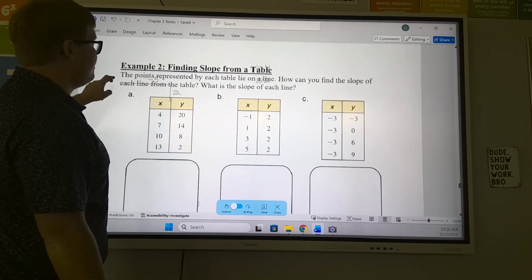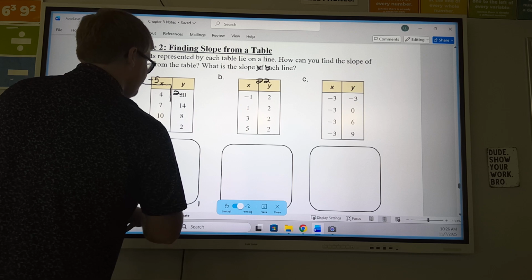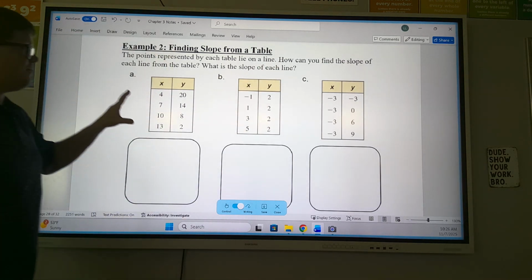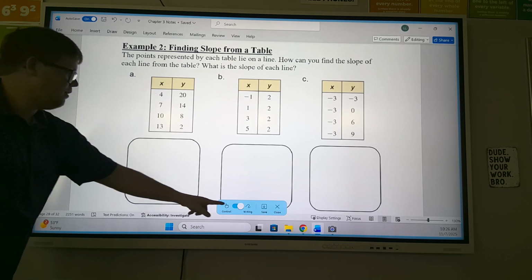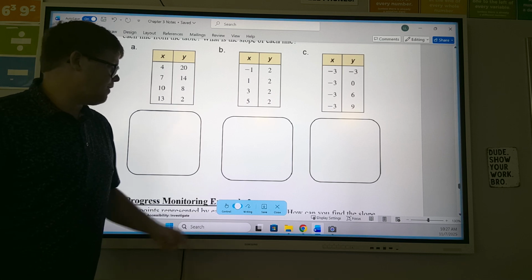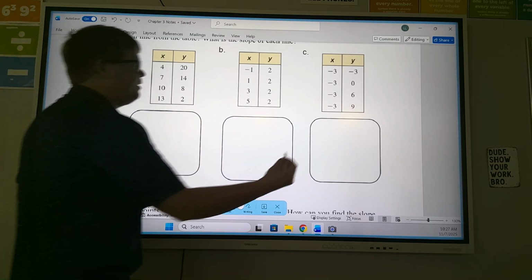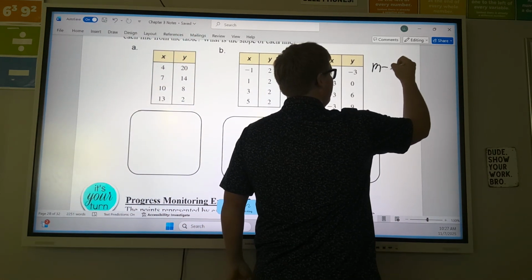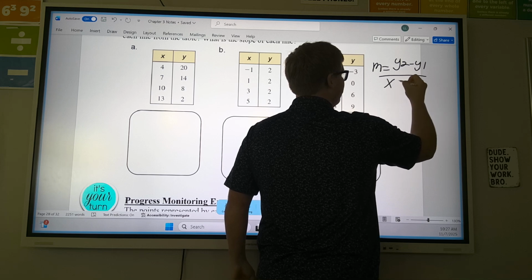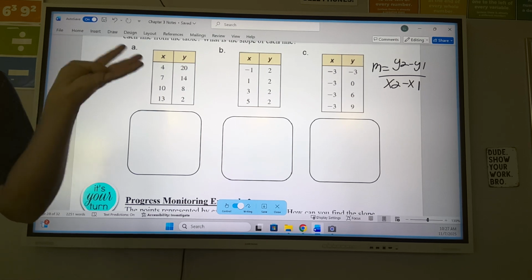Okay. Example 2, finding slope from a table. Now, we've talked about this. Maybe not this in particular, but when you have a table, it's just the same thing as coordinates. Sometimes you get your coordinates in table form, and that's okay. Now, the thing about it is, with our equation being m equals y2 minus y1 over x2 minus x1, that tells us we just need 4 points to put in there, right?